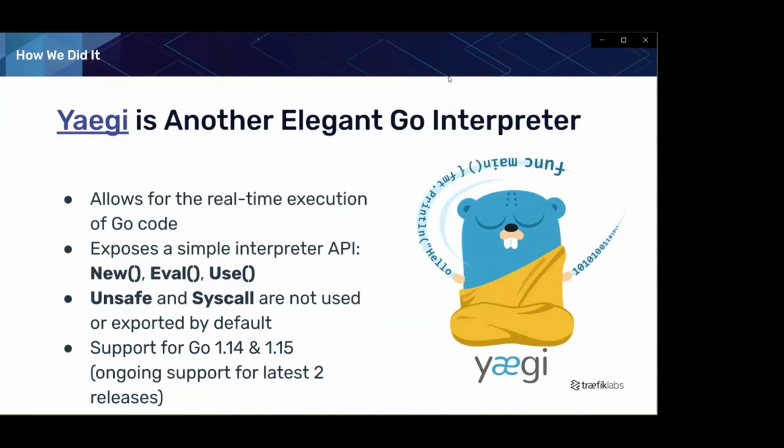user-delegated functionality. Now, currently, there's a couple things which are not used or exported by default. That is unsafe and syscalls. And this is to provide type safety and security. However, we're investigating the possibility of allowing users to grant the ability for the interpreter to access those APIs. As it turns out, a lot of libraries and plugin use cases require those capabilities. Now, the current version of Yaegi supports Go 1.14 and 1.15 code, and the goal is to provide ongoing support for the latest 2 releases.